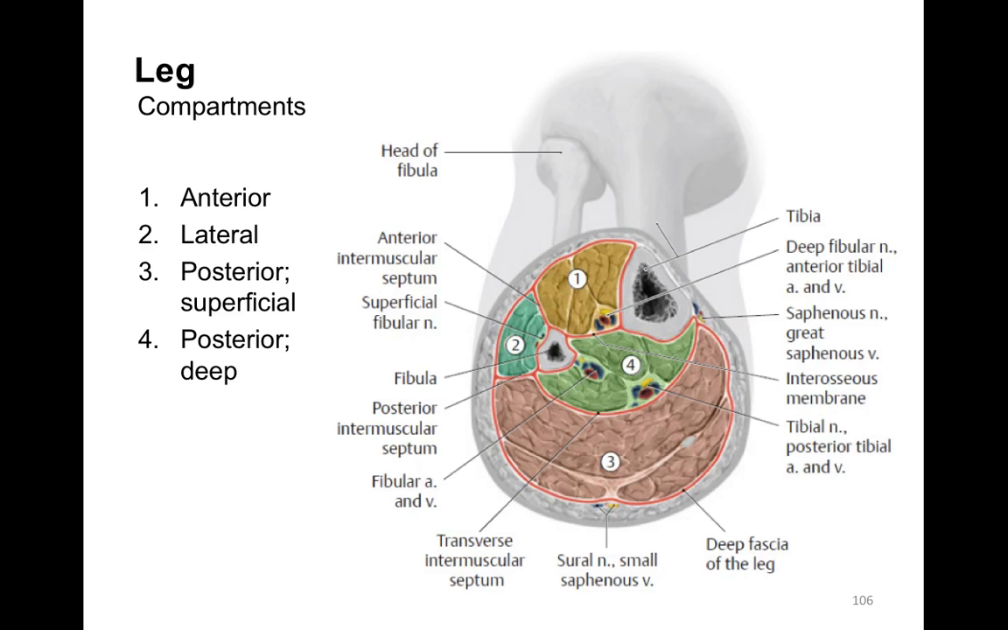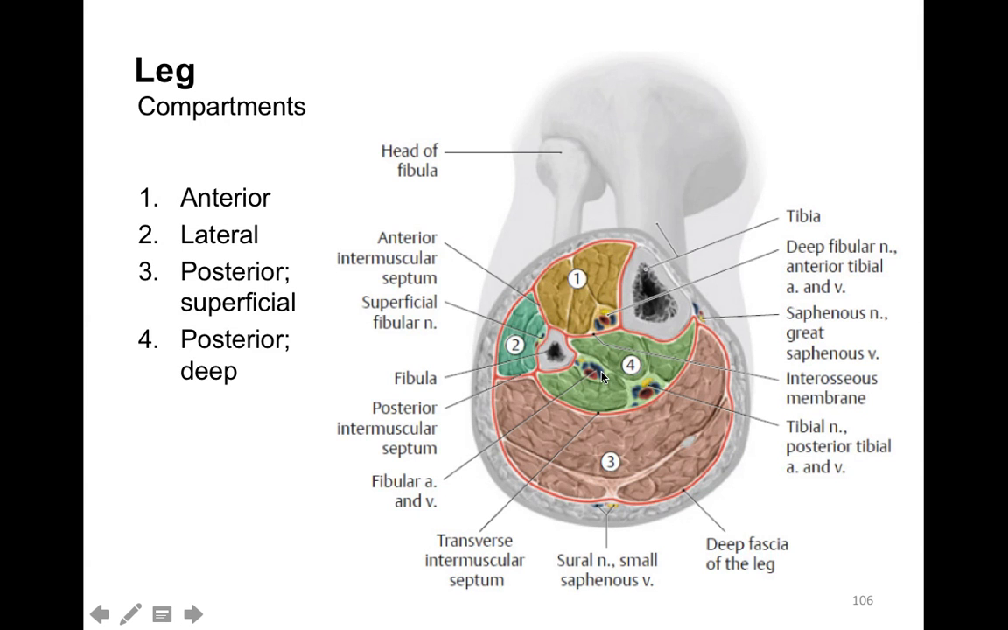This is the way the deep fascia of the leg forms compartments of the leg. In this cross section through the middle of the leg, we can see tibia and fibula and the following compartments: anterior, labeled with a 1, lateral with a 2. There are two posterior compartments: superficial, shown here as 3, and deep, shown here as 4.